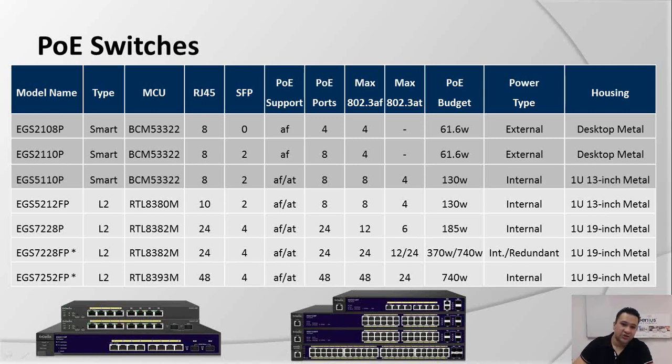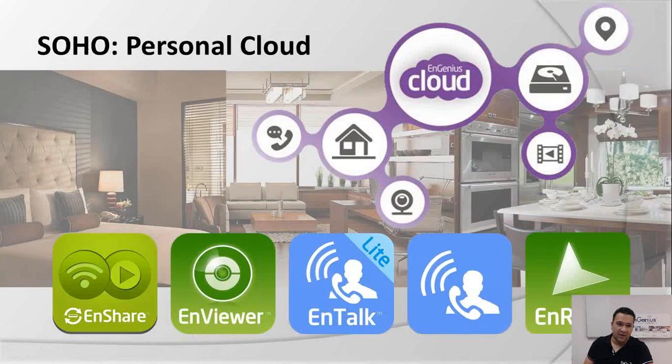So the last series that we have, and I just want to go quickly over it, is our SOHO line. And in the SOHO, we have one special feature, and that's the personal cloud, where all our routers are capable to be used with a few apps that we launched. We have the EnShare, we have the EnView, we have EnTalk, and we have EnRoute. And so we have our SOHO line featuring this personal cloud feature.